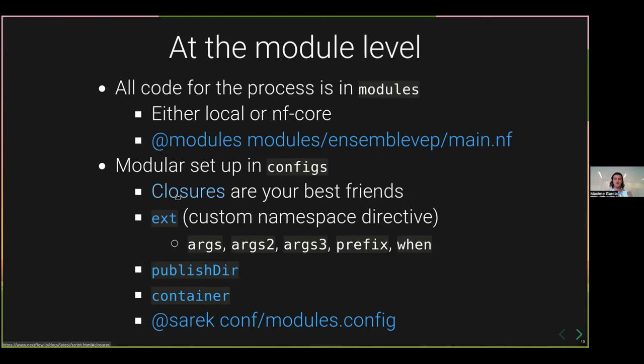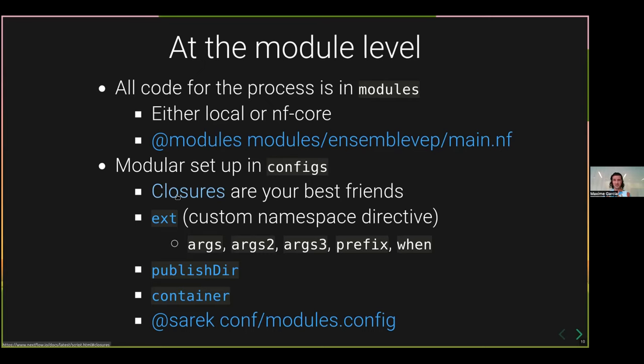Then as a companion to that, we have some modular setup in the config file. For that particular matter, closures are definitely our best friend. This is what I said in my last talk, and this view hasn't changed. With a closure, you can dynamically specify what you want inside. So at nf-core, we decided to use a custom namespace, the ext directive, that gives us a specific namespace. We are using it for the arguments, args, args2, args3. We are using it for the prefix.